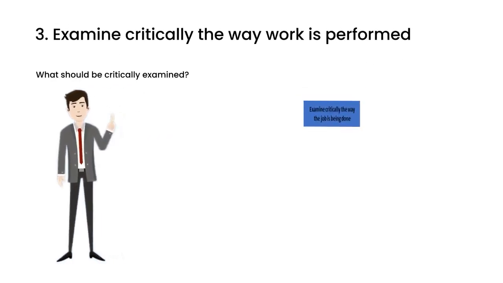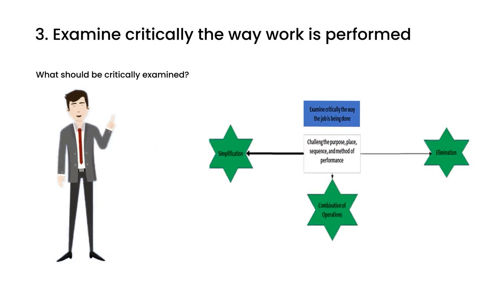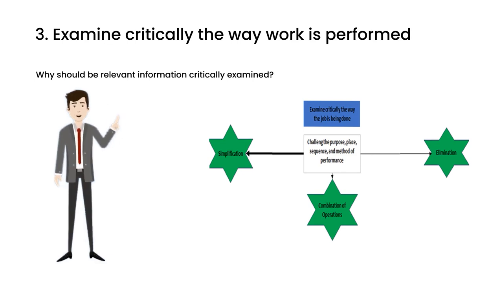Examine critically the way work is performed. What should be critically examined? The purpose, place, sequence, and the method of current working should be critically examined. Why should relevant information be critically examined? Relevant information is critically examined to simplify the method of working and to combine operations and eliminate the non-value adding operations.